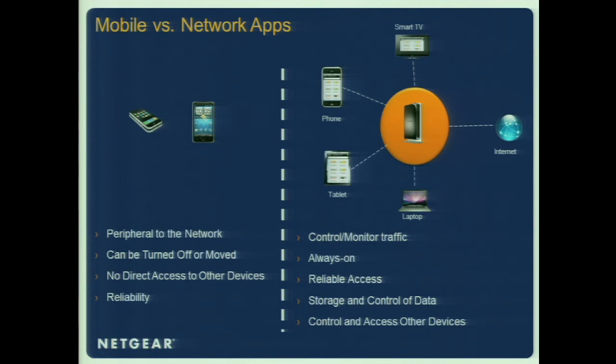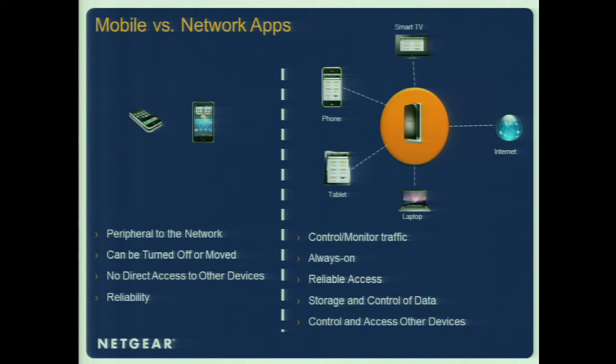So I want to talk today a little bit about what a network application is, and how it differs from a mobile application. First of all, you are all familiar with mobile applications, and some of the drawbacks are they are peripheral to the network. They can be moved out of the home or out of the business, and they don't have direct access to other devices. In other words, these are actually mobile devices, right? So if you have an application that always needs to be in contact with other things inside the home, these types of applications can't really run on a mobile device.